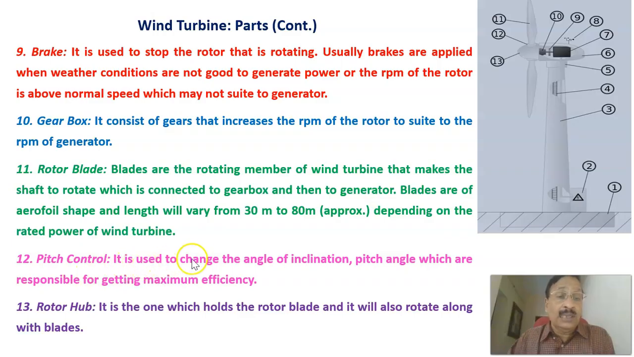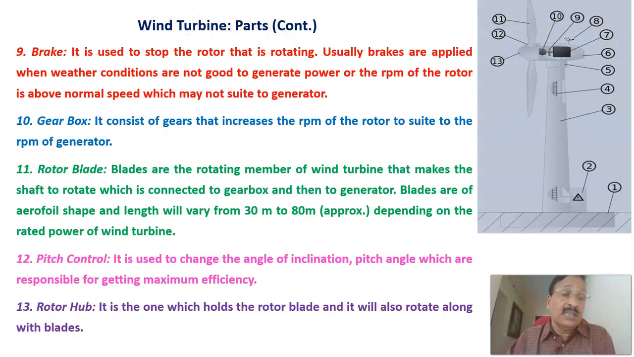Then pitch control. It is used to change the angle of inclination, or pitch angle, which is responsible for getting maximum efficiency. You have to control that. That pitch angle control mechanism is done by this pitch control system. And the rotor hub is the one which holds the rotor blades, and it will also rotate along with the blades. This is the rotor hub, which connects the blades to the shaft. Therefore, these are the different parts of the wind turbine.